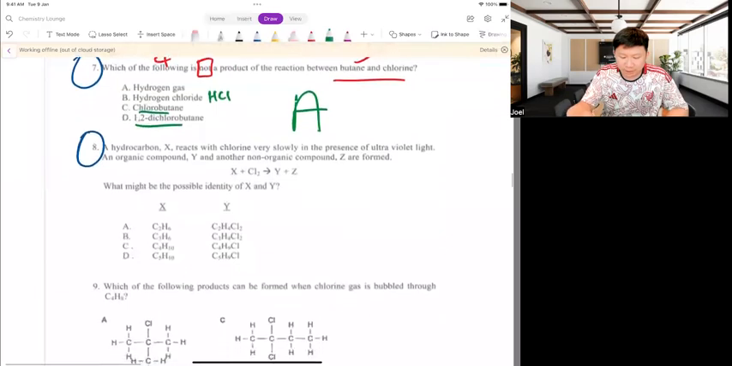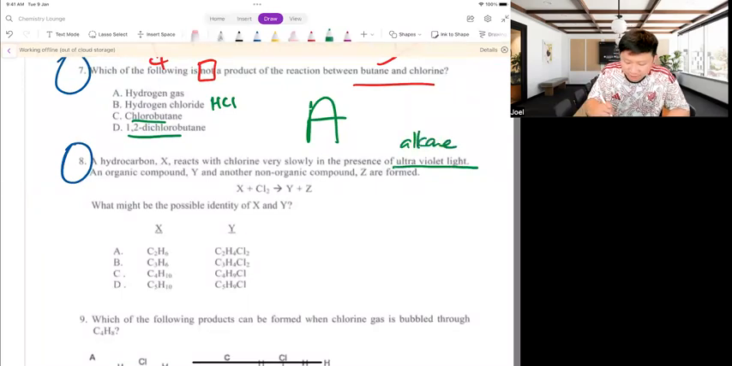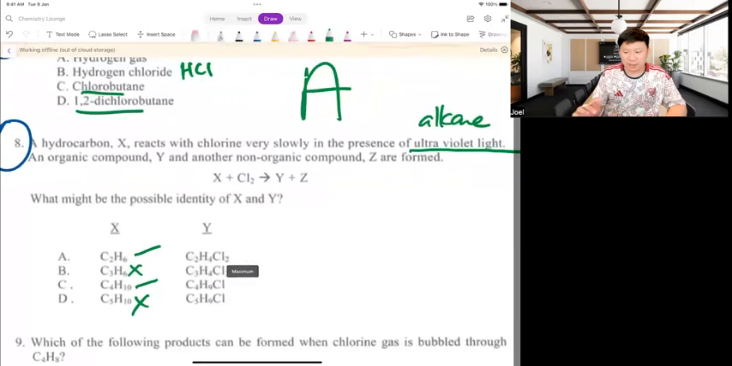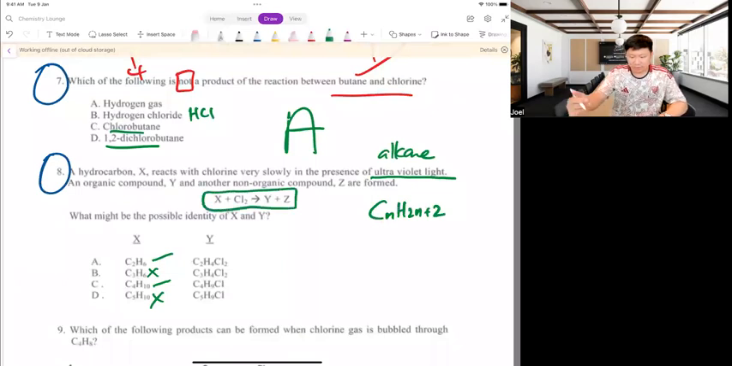The last one is a bit weird. Our UV light, so it's under alkane. So this one and this one, because this is an alkene, this is an alkene. Can you see? These are a bit weird because you never learned alkene yet. Alkane is CnH2n+2. Then remember I told you, one reaction is always substitution one time. So the answer is C.